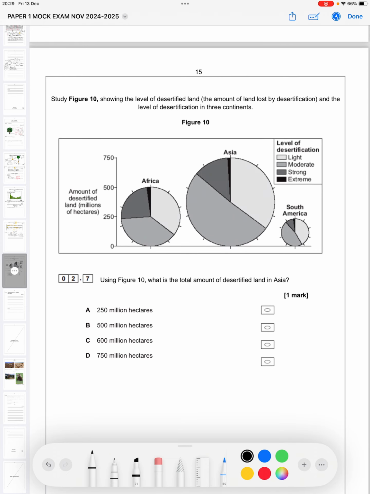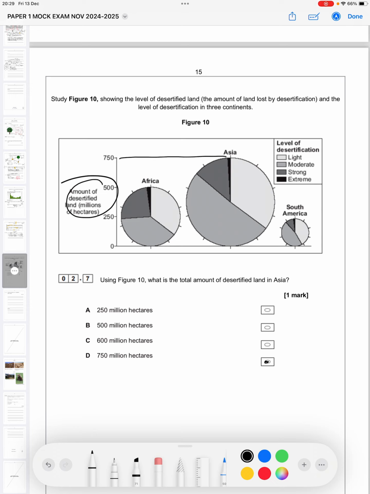Pie charts in conjunction with an X and a Y axis. Slow down, take your time, read it. You've got here level of desertified land, level of desertification in 3 continents. Using figure 10, what is the total amount of desertified land in Asia? If you look here, amount of desertified land, and we can see that the answer is there.